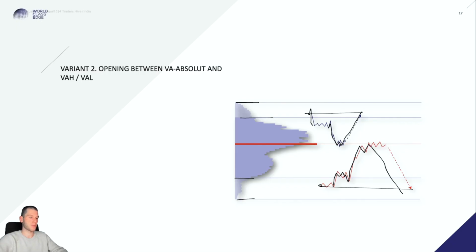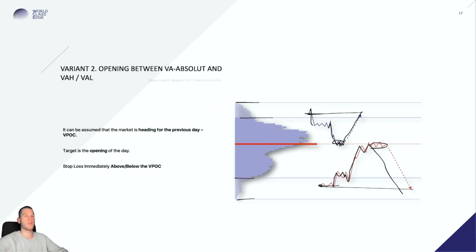There is take profit in this case, or entry. We're looking for entries in the POC area or VPOC area, and our take profit is the open of the day. So, what are the things we have to look for? Can we assume that we are heading for the previous day VPOC? If we open outside the previous value area, but inside the previous day range or previous profile range, the target is the opening of the day, and we look for setups at the VPOC. Stop loss is immediately above the VPOC.